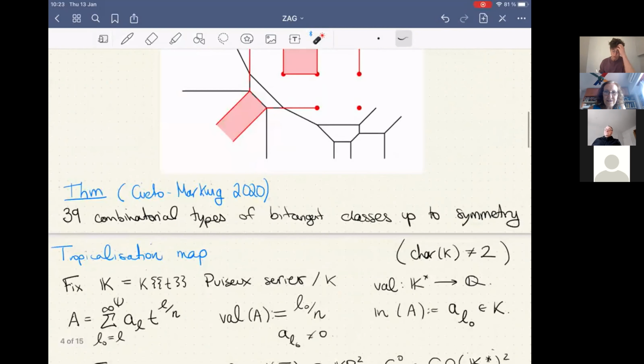Okay, so we have the valuation map, which is the exponent of the leading term. And I'll also want to later bring in, so this is not necessarily what we strictly think of as tropical geometry, the initial of a series A, this will be the coefficient of the leading term. So this lives in the field little k, this little k is the residue field.